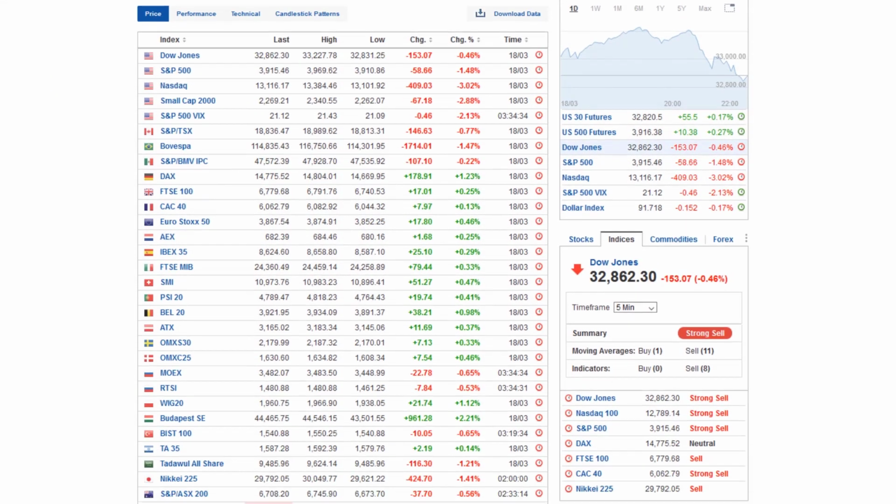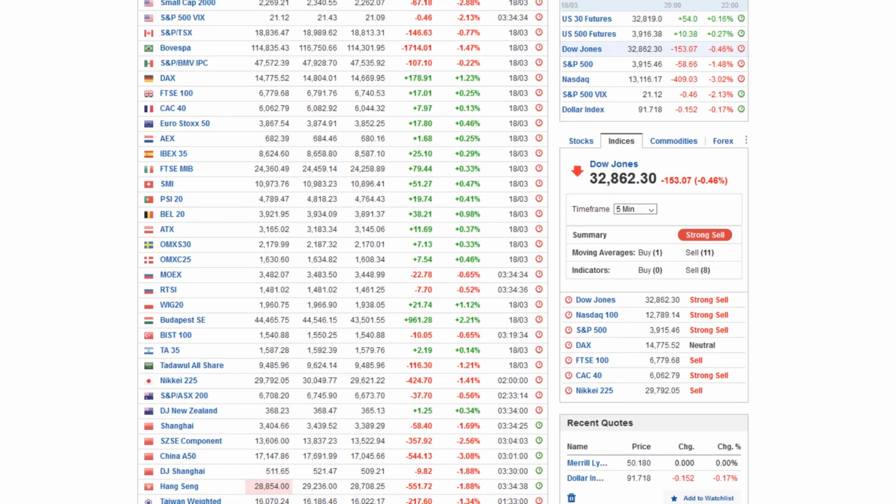As I scroll down, there are lots of different indexes that we can look at. There's the DAX in Germany, which I follow pretty closely. There's the FTSE in London, the CAC 40 in France. There's the Euro Stock 50, which is more of an EU index. You can go all the way down. There's Russia. There's Budapest. Don't really pay attention to those all that much.